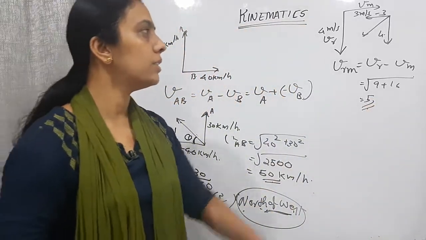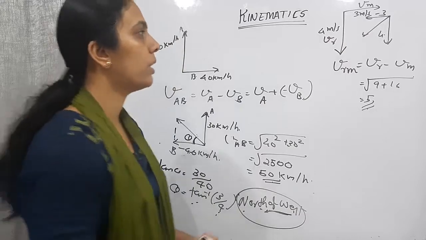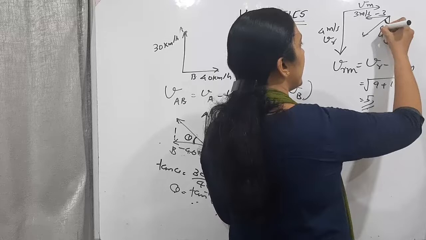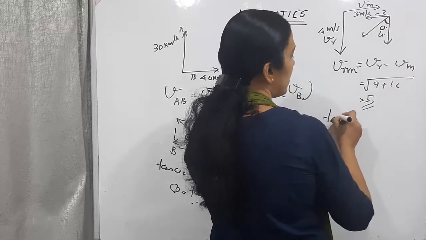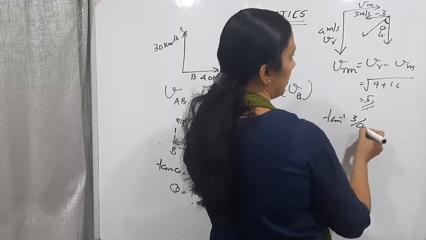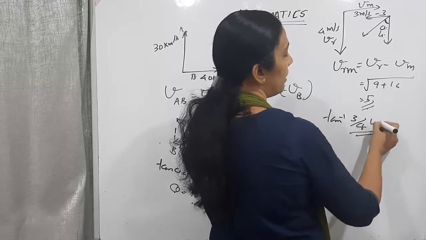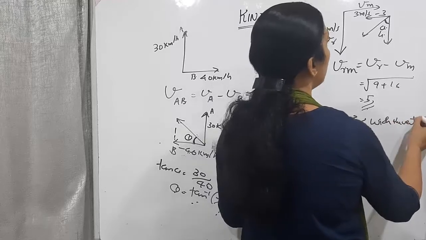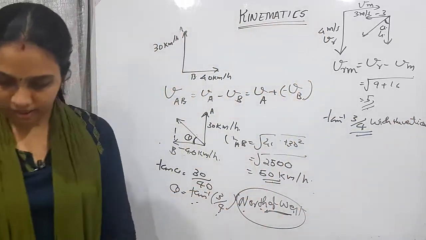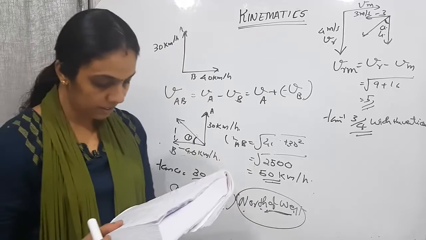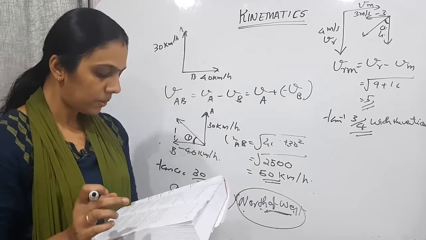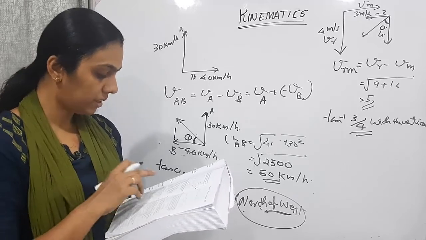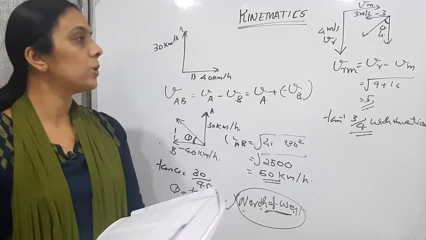So what will be the direction? How can we find out the direction if I am taking this as theta? With the vertical, I am considering tan inverse 3 by 4, opposite side divided by adjacent side, towards the west side. It's tan inverse 3 by 4 with the vertical. B is correct. Here with the horizontal is also asked.